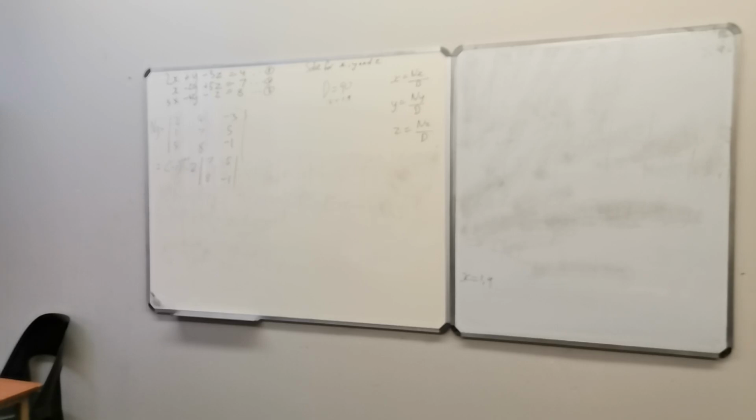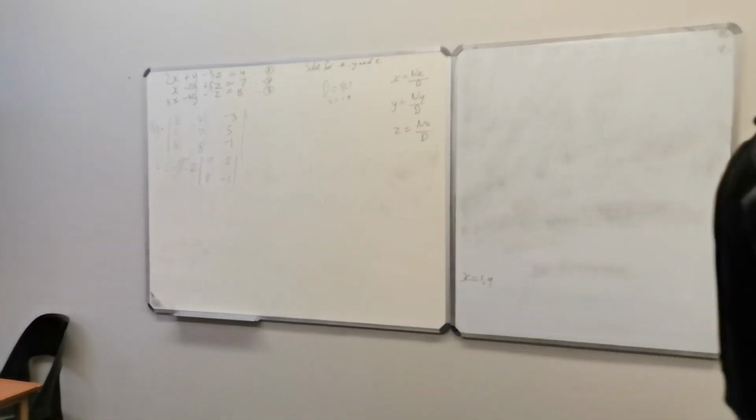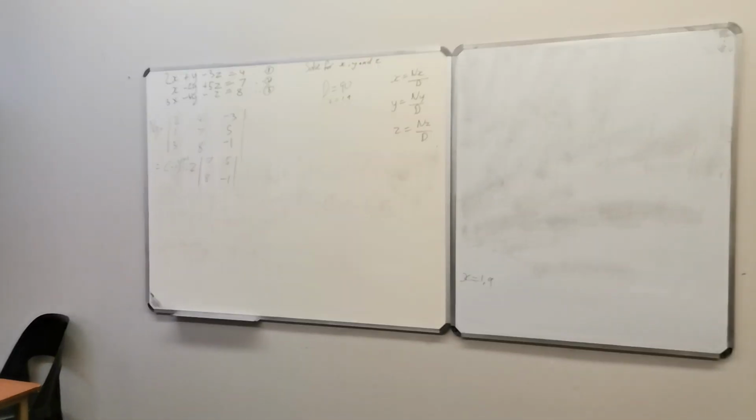Let me double check with the girls. Oh, it's 174 over 54. What's the delta? What did you get? The delta is 54. Yeah, the delta is 54. You're following on the board.